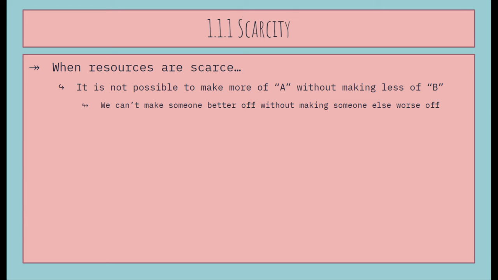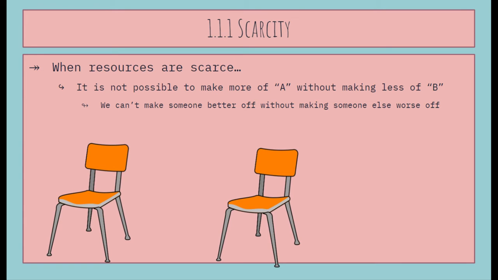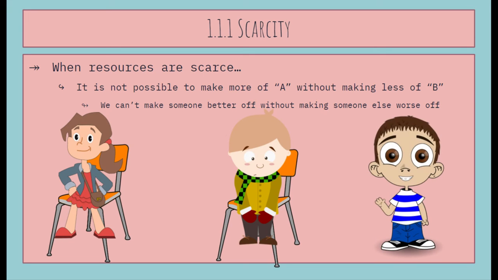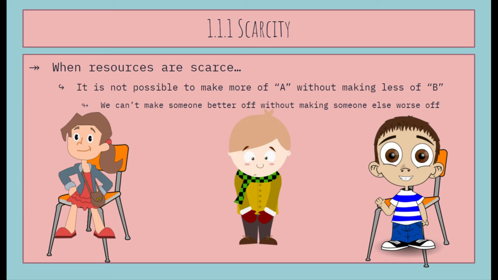Another way to think about scarcity is that when resources are scarce, it's not possible to make one person better off without making someone else worse off. For example, suppose you're in a room with only 2 chairs. The first 2 people who enter the room take a seat. Then, when you come in, there's no chairs available for you to sit in. Suppose I, the teacher, decide to take a chair away from one student and give it to you to sit in. Have I made you better off? Yes. But what about the other student? Are they better off? No. Because chairs were a scarce resource in that room, it was not possible to satisfy your need for a chair without forcing the other student's needs to go unsatisfied.